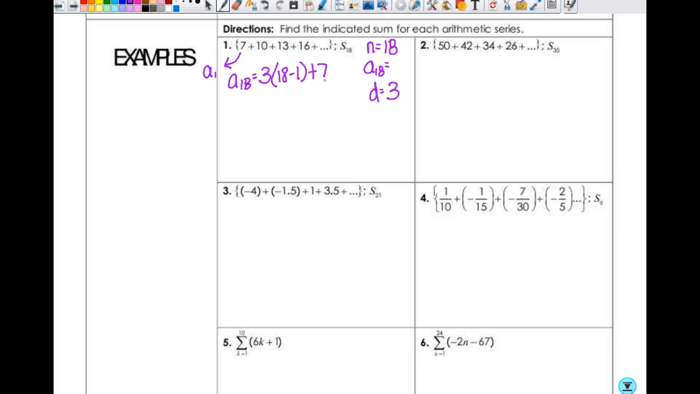So when you do that, what do we get? 58. Good. So now to actually find the sum that I want, I need a1, I need n, and I need a18. I've got everything I need. So the sum of the first 18 terms is n, which is 18, times a1, which is 7, plus a18, which is 58, over 2.